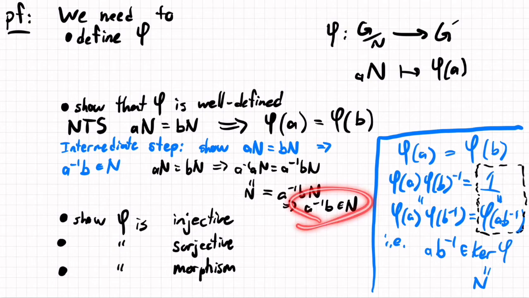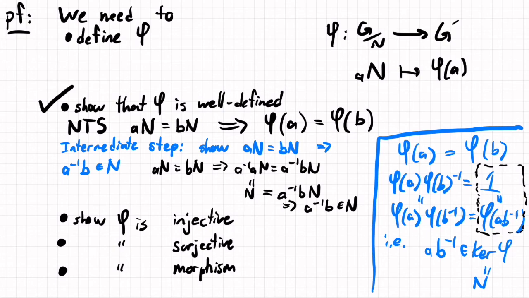And so now, to finish the proof, we just do this backwards. A inverse b, not ab inverse, but a inverse b, although it doesn't matter. This is in the kernel, therefore this is equal to 1, and then do this multiplication in the opposite direction. Okay, so that shows that phi is well defined. And what's interesting is that this turns out to be the hardest part of the proof.